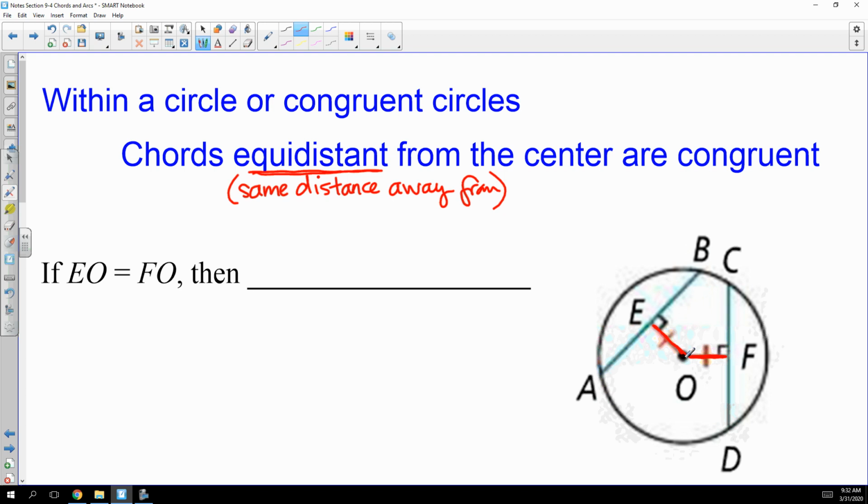Well, we notice that we have a little piece drawn from the center perpendicular to chord AB. That's the shortest distance to chord AB. And we also have a segment perpendicular to chord CD. That is also the shortest distance to chord CD.